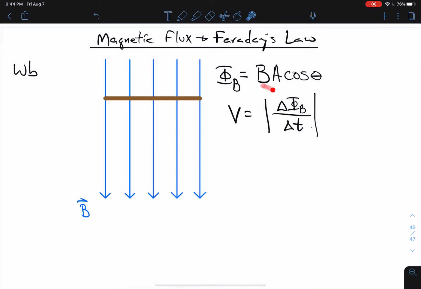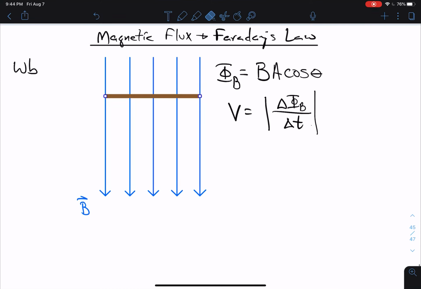You can change the magnetic field, make the magnetic field stronger or weaker. You can change the area. Okay? If you change the area of the loop, that will change the magnetic flux passing through the loop. The other thing you can do is you can rotate the loop. You can change the orientation of the loop relative to the magnetic field. So that's some kind of rotation.